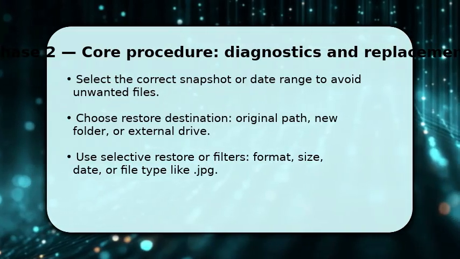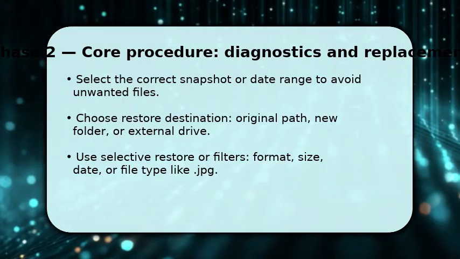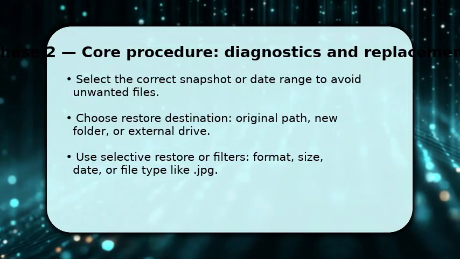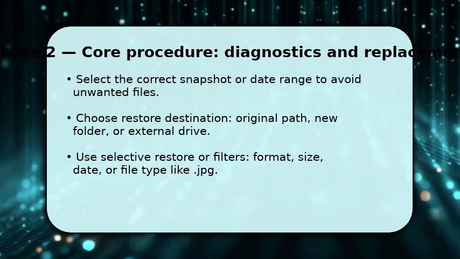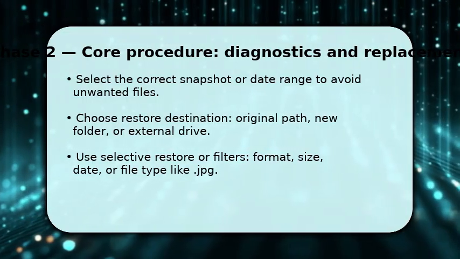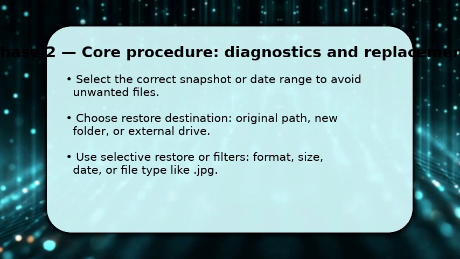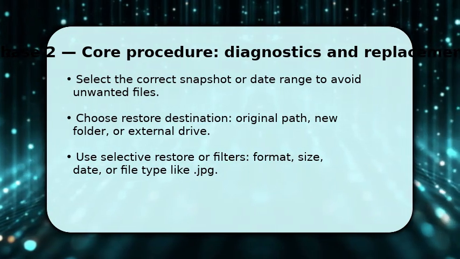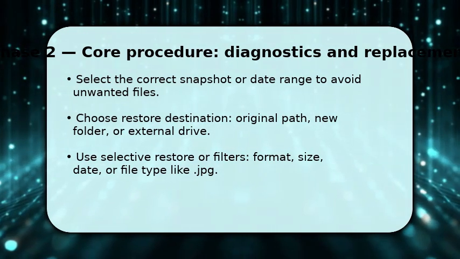Make use of selective restore or filters, for example, JPG or PNG, and smaller date ranges to speed the process. If the tool offers a verification step, run it. This confirms file integrity and reduces the chance of duplicates or missing items.